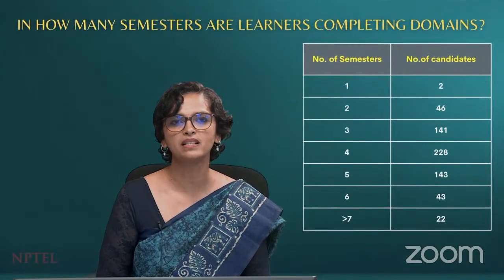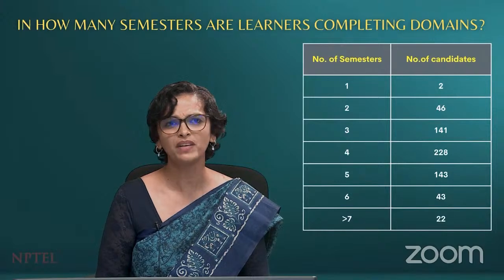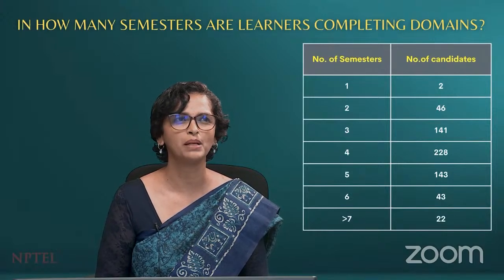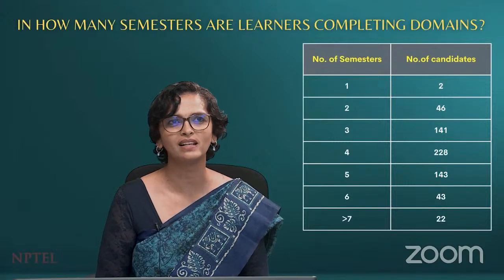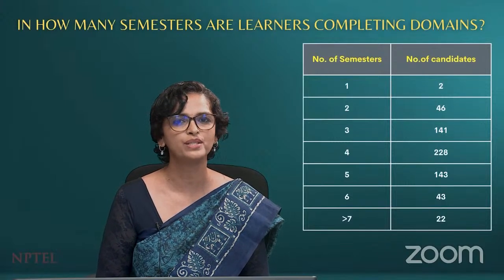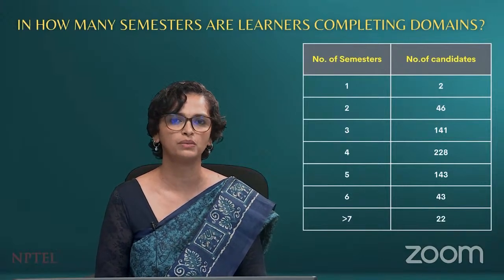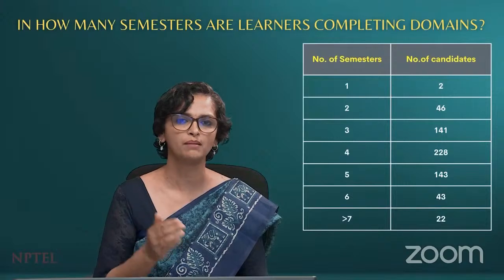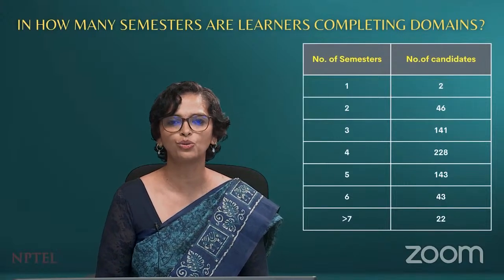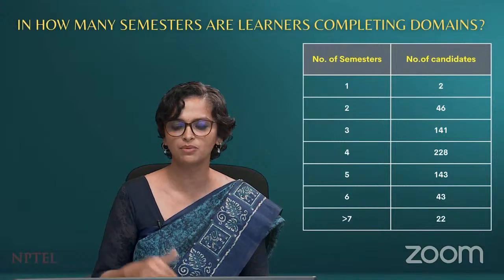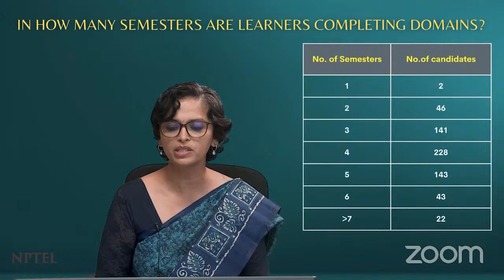Typically, how many semesters do learners take to complete a domain? What we have seen from our experience is that people normally plan for about 3 or 4 semesters. So like I said, most domains have about 5 to 7 courses. So if you're doing one course a semester and you want to go slow, you want to do it well, that is one way to do it, so that in about 6 semesters you can actually finish a domain. Some of them also manage to do 2 courses or 3 courses in a semester. That's why you can see that 46 of them have finished domains in 2 semesters.